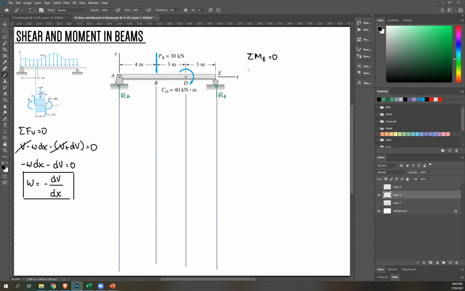So let's start with RA. Clockwise about E, so positive. Distance is 4 plus 3 plus 3, so that's 10. Next, PB, rotate counterclockwise, and that is 30. Distance is 6. Next, we just have this clockwise couple, so you're just going to add your values. So plus 40. And then RE passes through E, so ignoring that, equate to 0. Please solve what's RA.